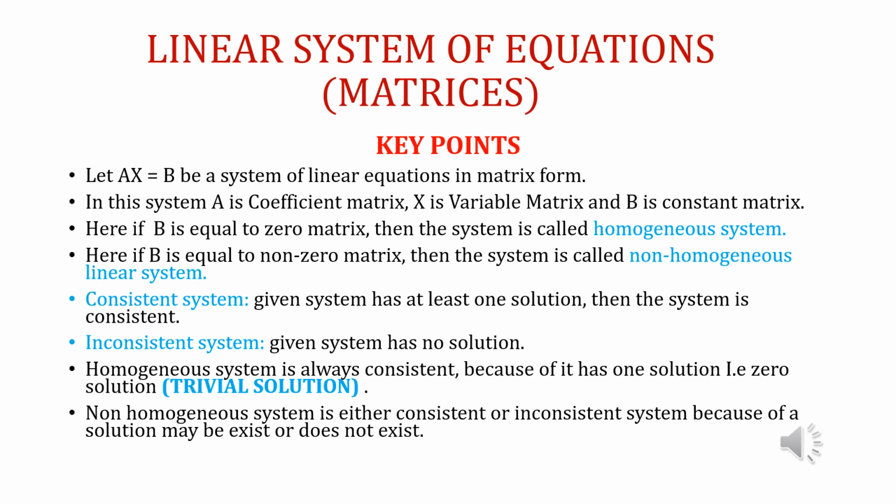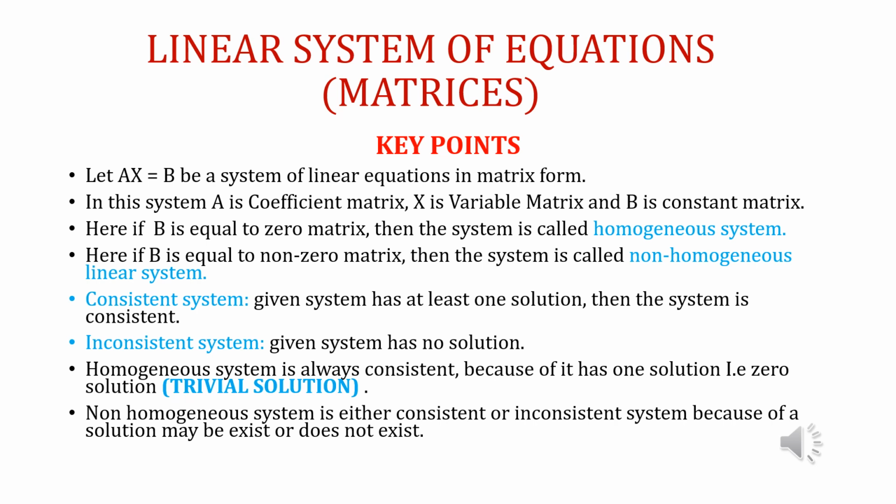First of all, consider one linear system of equations and it will be written in the matrix form AX equal to B. Here A is the coefficient matrix, X is the variable matrix and B is the constant matrix. Here if B, the constant matrix, is equal to zero matrix or null matrix, then the system is called a homogeneous system. If the constant matrix B is a non-zero matrix, then the system is called a non-homogeneous linear system.